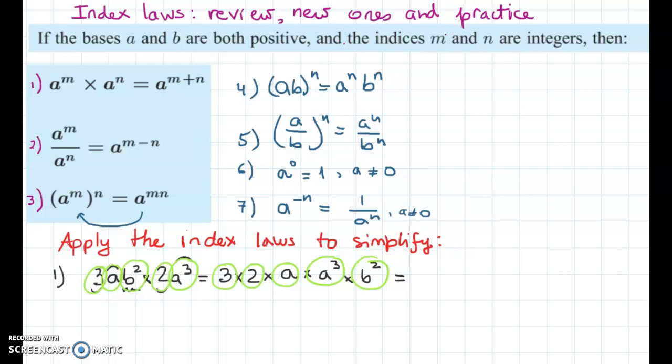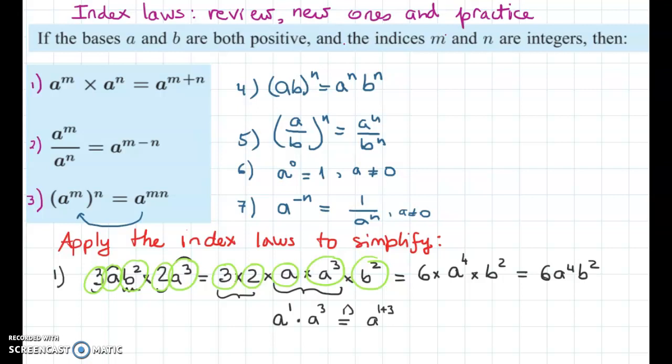So now let's see what we have here. We have 3 times 2, so we have 6. And then we have a times a cubed. Notice that a is the same as saying a to the power of 1. So we have a to the power of 1 being multiplied by a to the power of 3. If we apply the first one of the properties, this is a to the power of 1 plus 3. So I'm going to write that after the 6, I'm multiplying by a to the power of 4. And then at the end, we have b squared. So I can write this without writing the product sign, 6a to the 4 b squared.